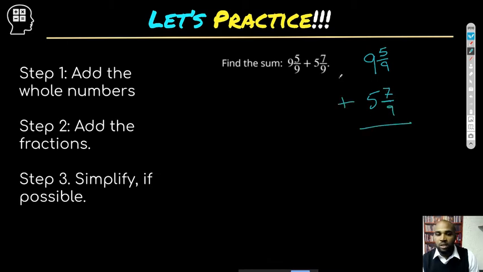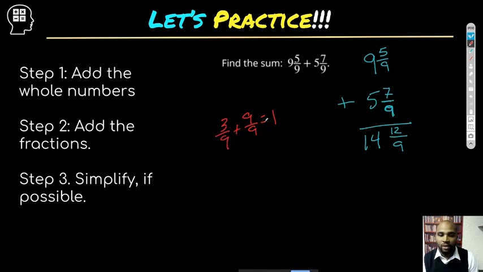All right, we're going to add this. First, we're going to add our whole numbers. 9 and 5 gives me a 14. Then I'm going to add the fractions. Well, they're already like denominators, so I can just add the numerators. 7 plus 5 is 12. And just bring down the denominator. I noticed the top is bigger than the bottom. That means I have a whole number in here somewhere that I can take out. So I can take out 9 from this 12, because 9 over 9 is equal to 1. That's going to leave me with 3 over 9.